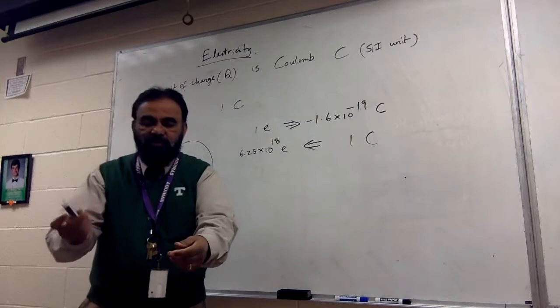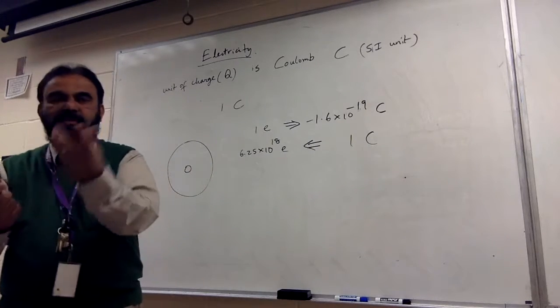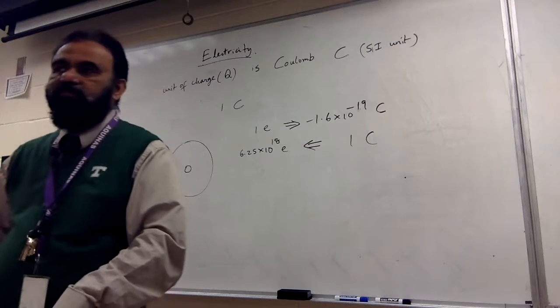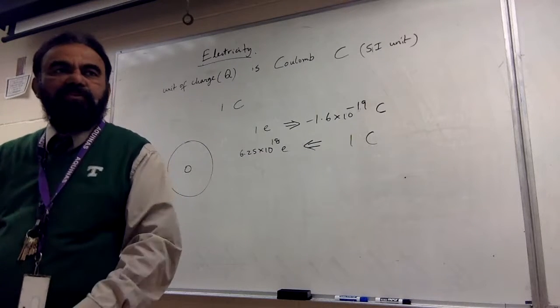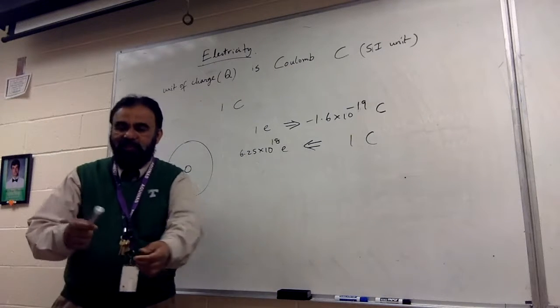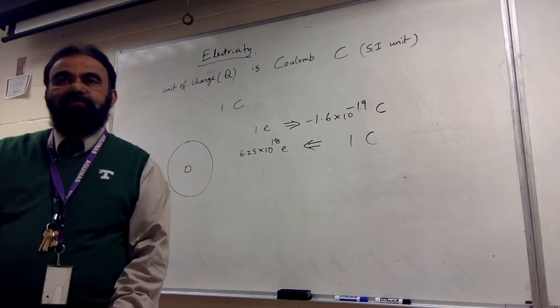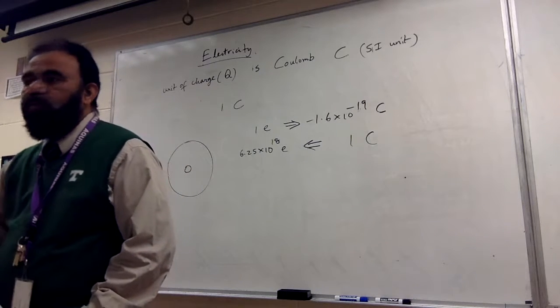So when you rub a glass rod with silk, what you're actually getting out is a bunch of electrons, but not this many. That's why if I rub a glass rod on silk, you may have a charge on it of microcoulombs or nanocoulombs.